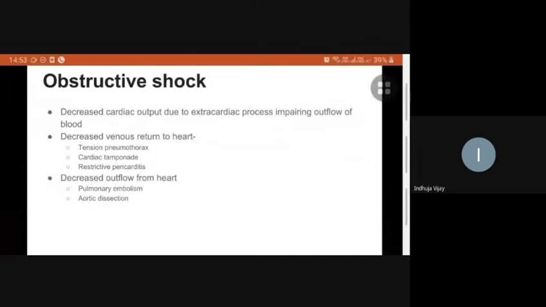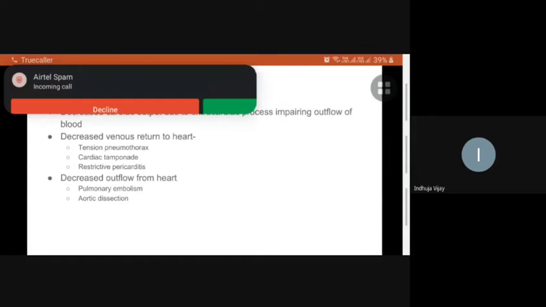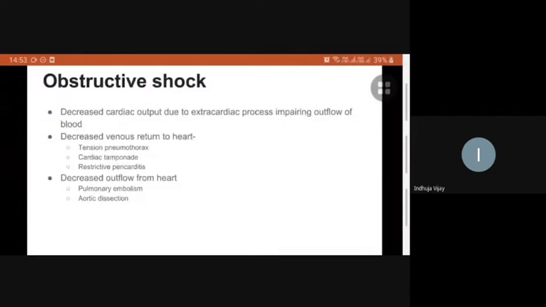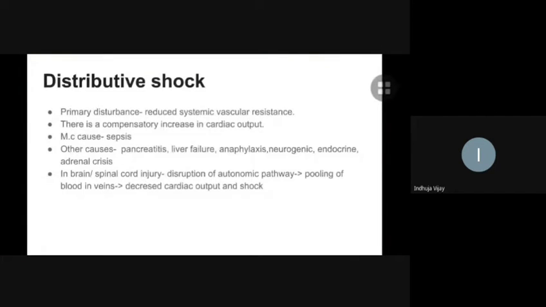Okay, and decreased outflow from the heart will occur in pulmonary embolism. There will be decreased outflow from the right heart and in aortic dissection. Okay. So next would be the stages of shock.